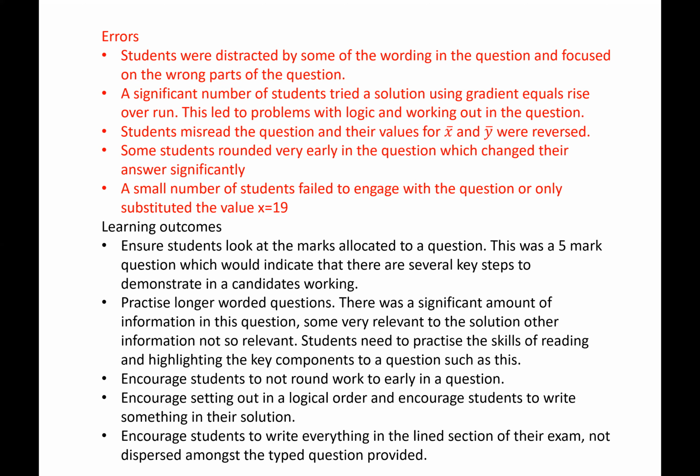But again, I think that's where the median regression line would have thrown some kids who would have been looking to find a gradient of that line, etc. Some students misread the question, so the X bar and the Y bar, they reversed them. Whatever value they should have had for X bar was their Y bar, and whatever value they should have had for Y bar was their X bar. So they had the right numbers, but allocated to the wrong things.